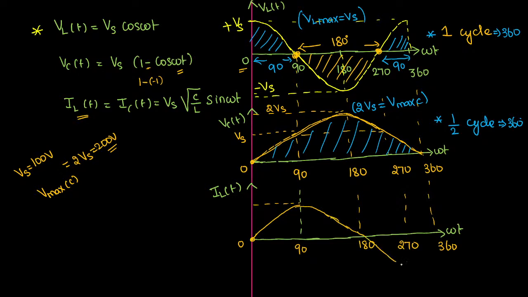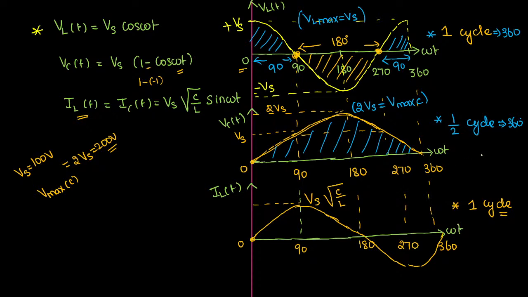Then at 270 it will be reaching maximum again. Then again it will be reaching 0. So here the maximum current that you can observe is Vs into square root of C by L. In the negative it will be minus Vs into square root of C by L. So this is also inductor current, the current through the circuit also will be completing one complete cycle in the same 360 degree. So if your capacitor wants to complete one complete cycle here, what you must do? You have to wait till the next turn. So see, this is one complete cycle only.